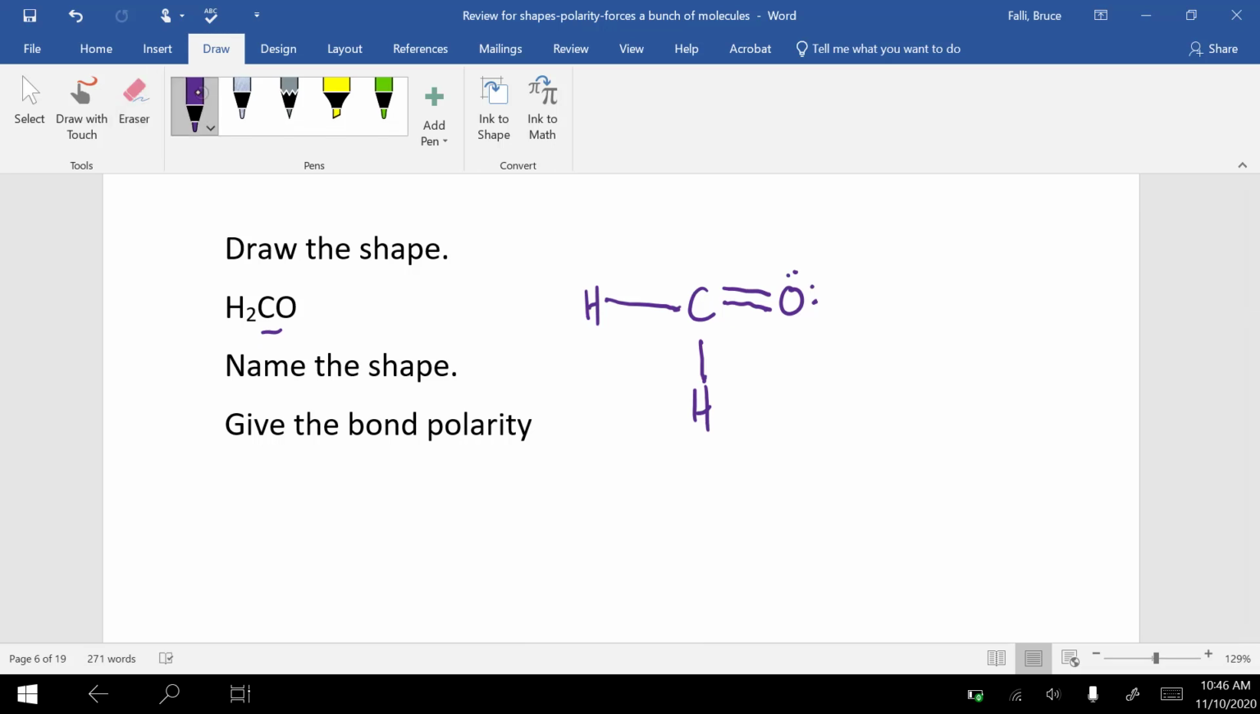Okay. Now I've got to name the shape. This one has 1, 2, 3 regions, no lone pairs. So it's going to be trigonal planar.